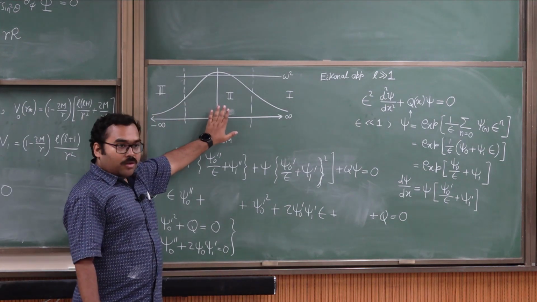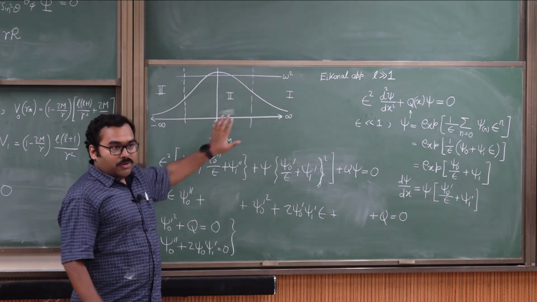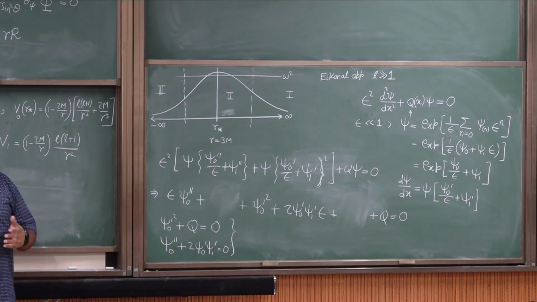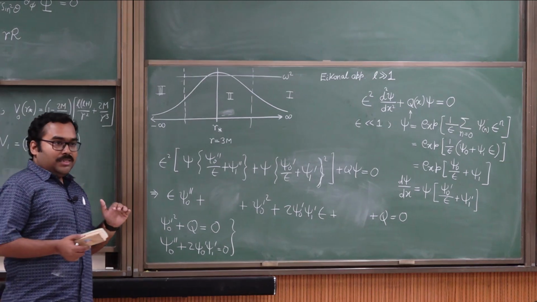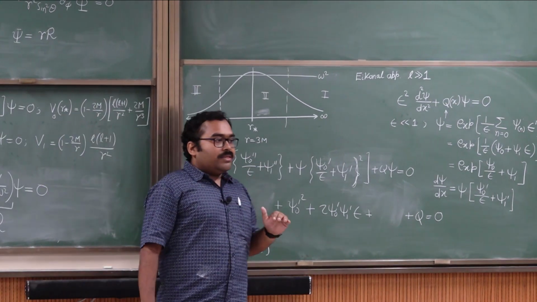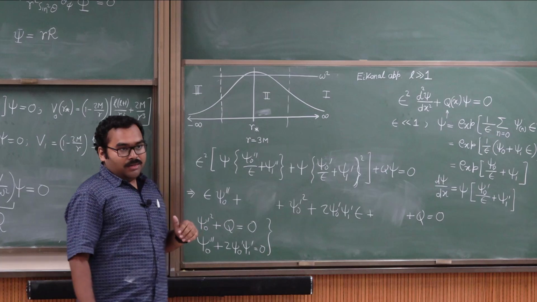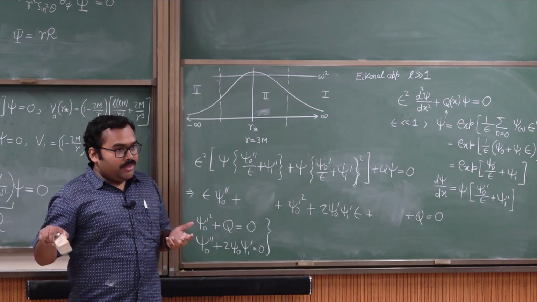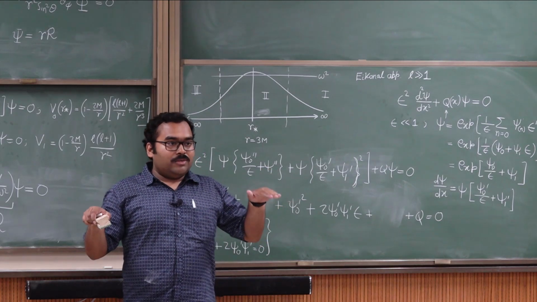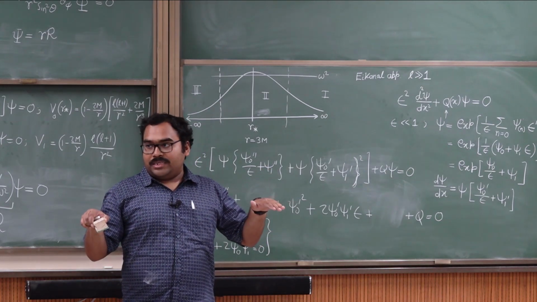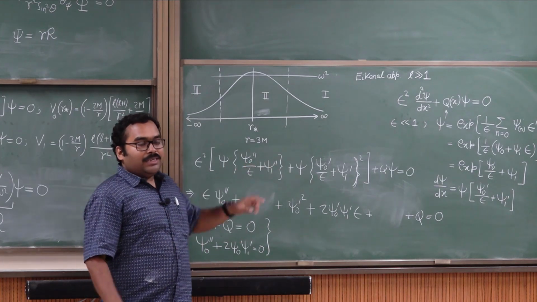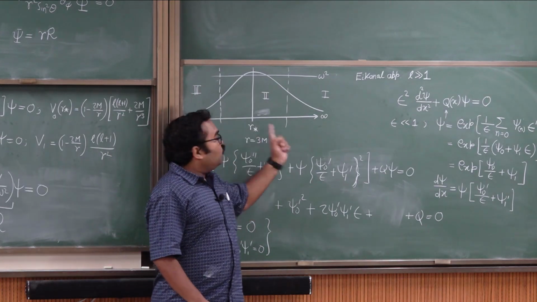Then I need to solve it separately in region 2 and I need to match. You must have done this when doing the reflection and transmission of a particle passing through a rectangular barrier. There was a region where you solved it in terms of plane waves, and another region where you solved it in terms of exponentials, and you matched them at the boundary. Here, instead of one boundary, you have two boundaries.